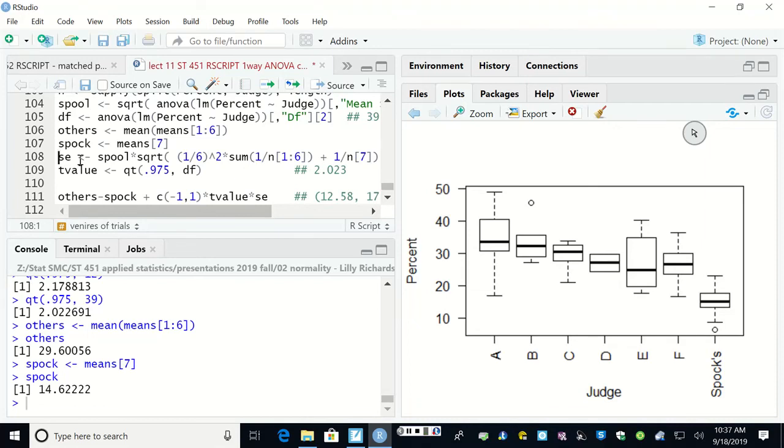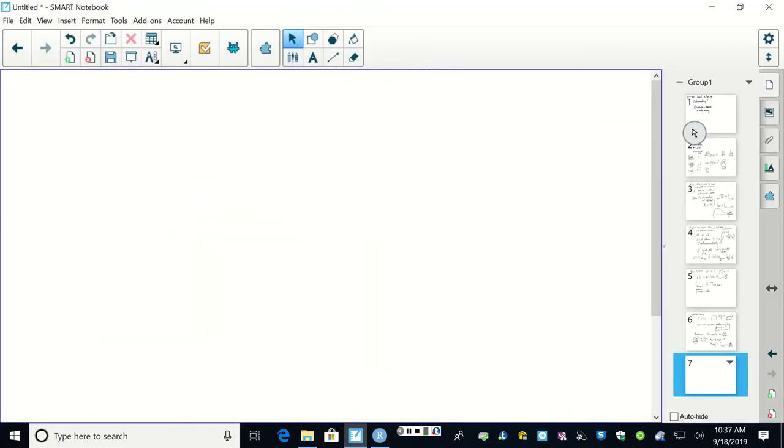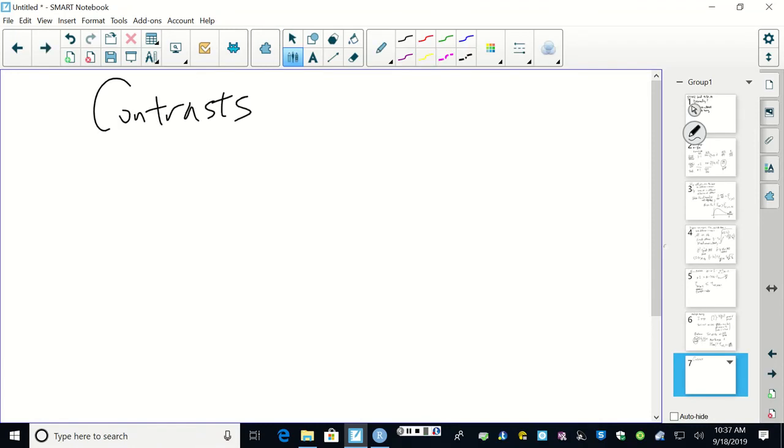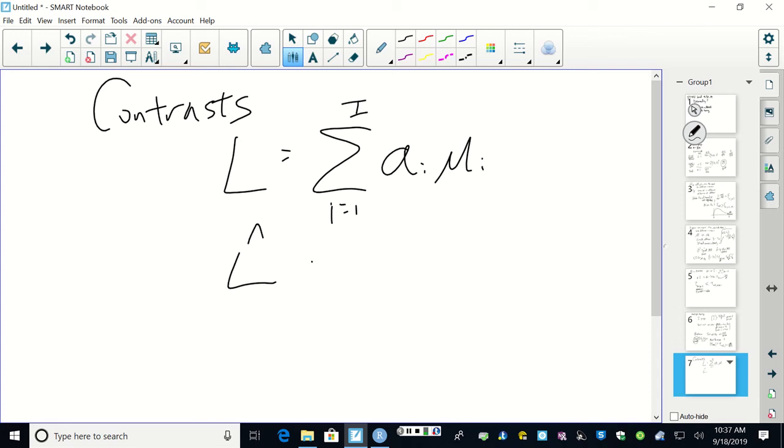Right? In general, we can take a contrast, I'll just call it L, L for linear, really. We can look at some contrast in the means, where the a_i's are some multipliers on there. And we're going to estimate that contrast by putting in the y bar i's for the different groups.